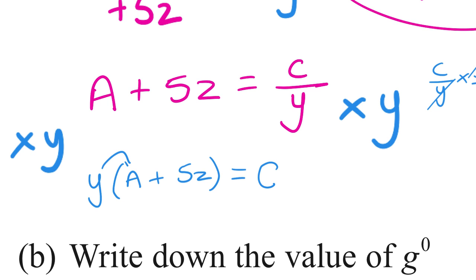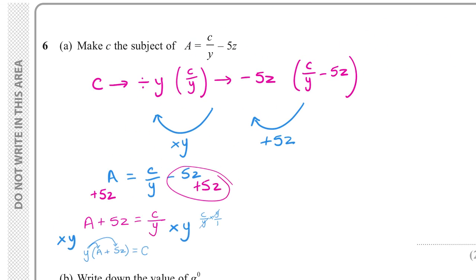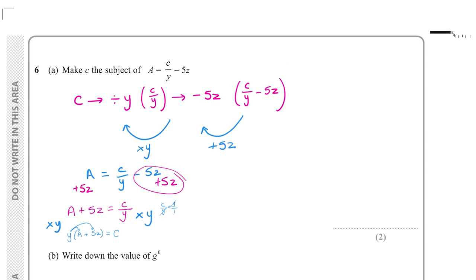If you went a step further and expanded this bracket, you would still get full marks. So now we're going to have c equals ya plus 5yz. Okay? And remember, when we're making c the subject, we're not changing the quantity of this expression, we're just rearranging it. That's all we're doing, is we're just manipulating it to look slightly different. Brilliant. I never knew how to do these type of questions. Well, now you know how to do them, don't you?